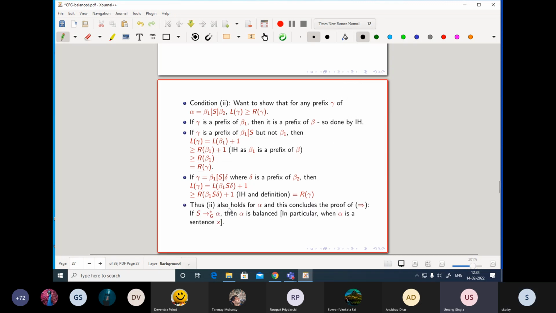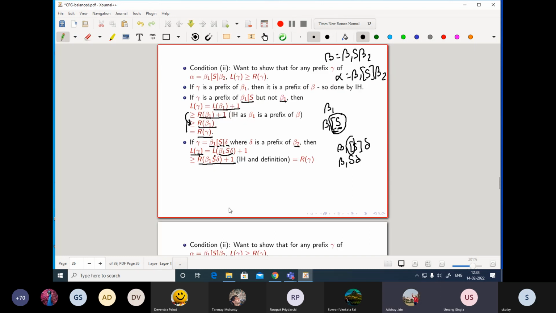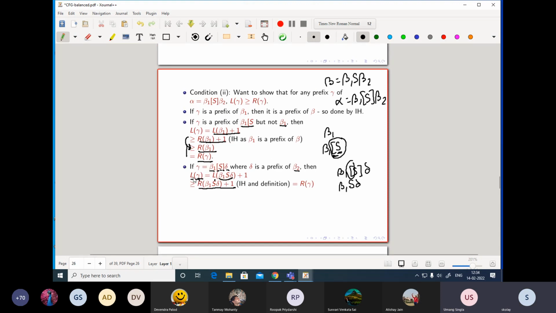Ma'am, can we call beta 1 S delta a prefix of beta, not as a prefix of alpha, right? But ma'am, in between we are skipping the left bracket. Right. So this first step that we are taking, L of gamma, gamma is a prefix of alpha. Beta 1 S delta is a prefix of beta.